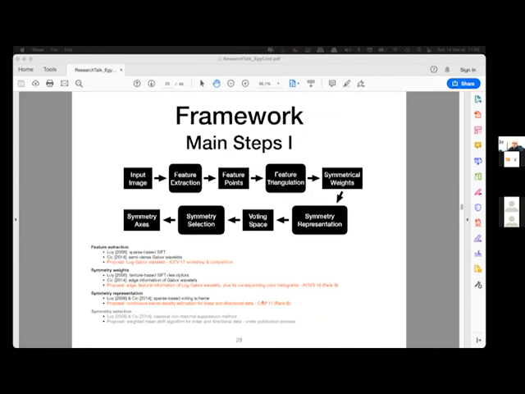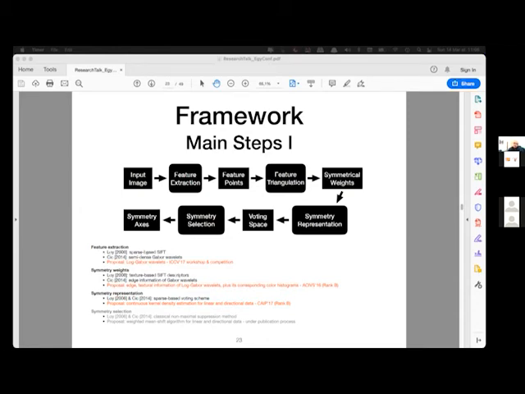So what kind of framework are we trying to propose? If we give an input image, we try to extract features. Looking at the framework, we have an input image, we do feature extraction, so we get the feature points. From the feature points, we do a feature triangulation, so we can get some kind of symmetry weights. And from the symmetry weights, we build a symmetry representation. That gives us, at the end, the voting space, where we look for the peaks, so we can find where the symmetry axis is. In this talk, we'll focus only on the feature extraction, and maybe on the weights if we have some time.